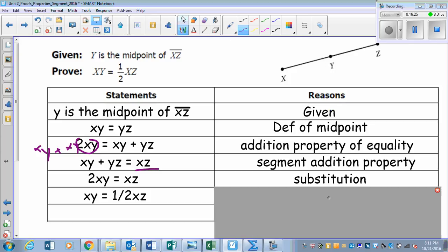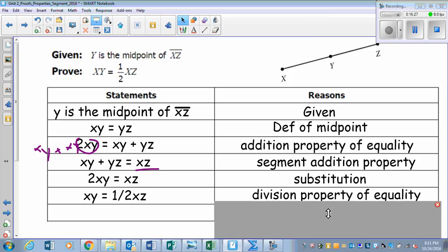And then lastly, we have the division property of equality because you divided by 2 to prove that XY is equal to 1/2 XZ. All right, so that sums up the notes. What I want you to do before you start your classwork is turn to your neighbor and talk about proving the segment proofs or the properties, and then you can start on the classwork and go from there. All right, bye.